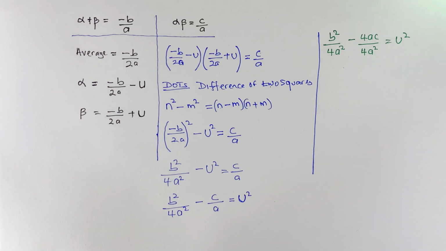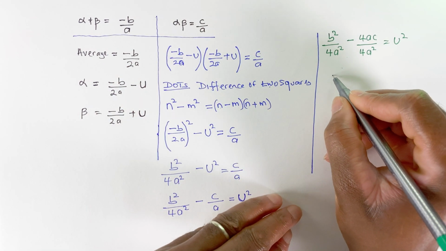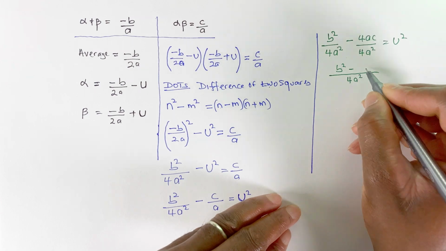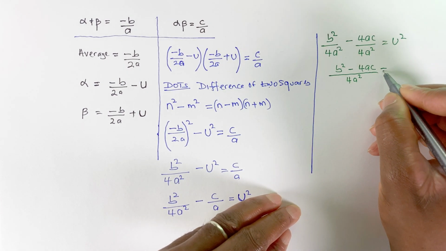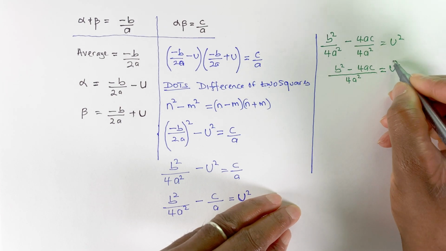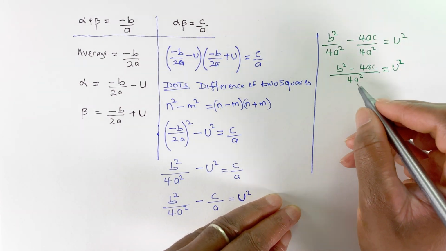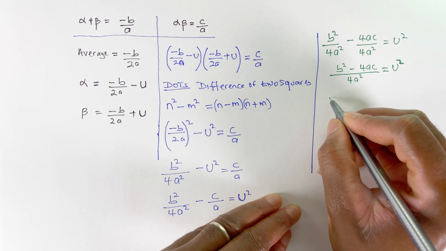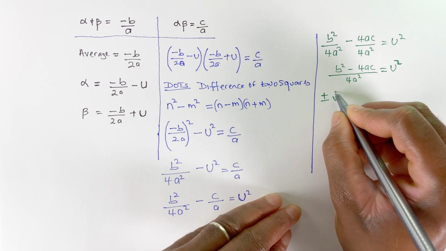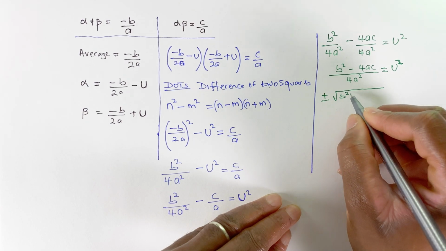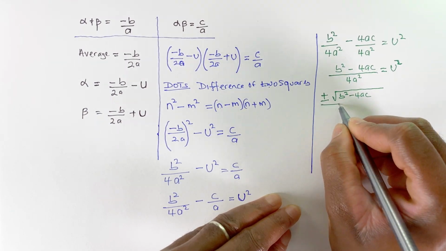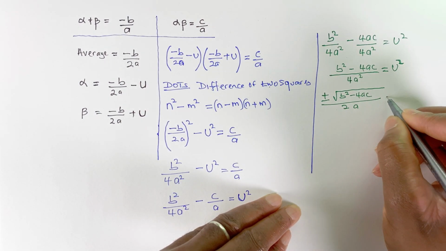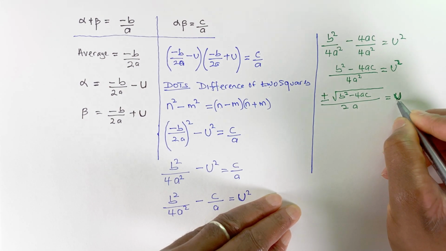The next thing I need to do is keep them as a common denominator. So that's 4a squared, b squared minus 4ac, and that will become u squared. Now if I square root both sides, that would remove the square from this, and I'll square root these two as well. So that would be plus or minus square root of b squared minus 4ac over square root of 4 is 2, square root of a squared is a, and that gives us u. So now I know what u is.